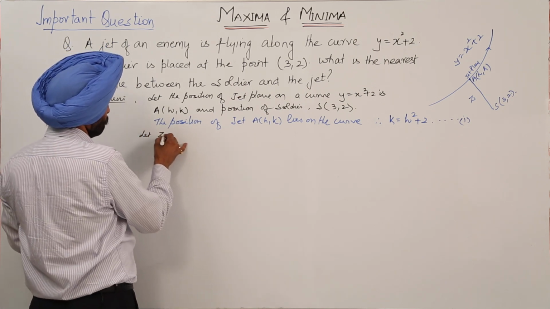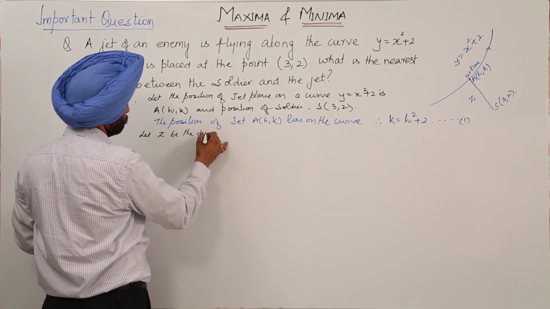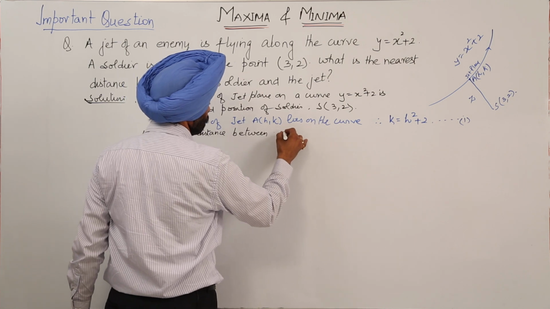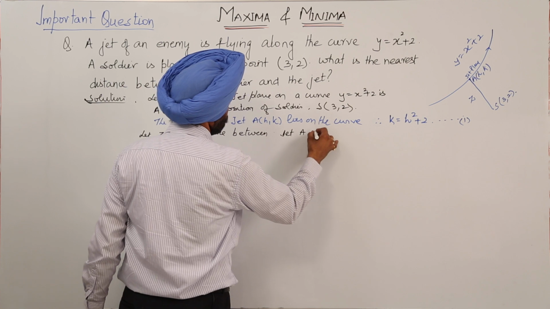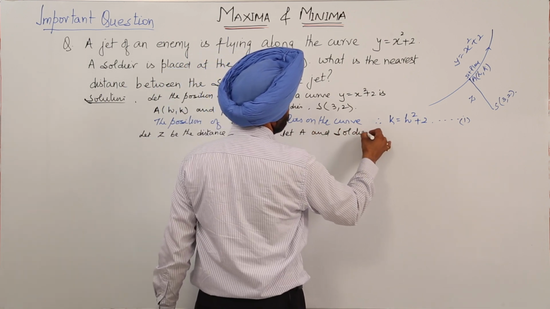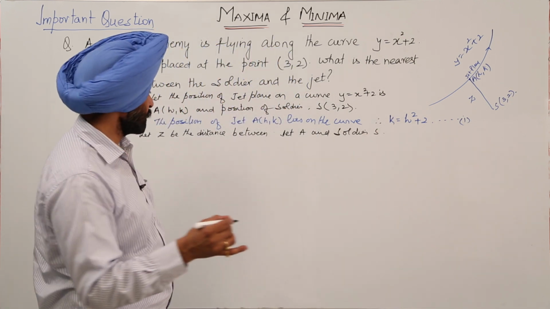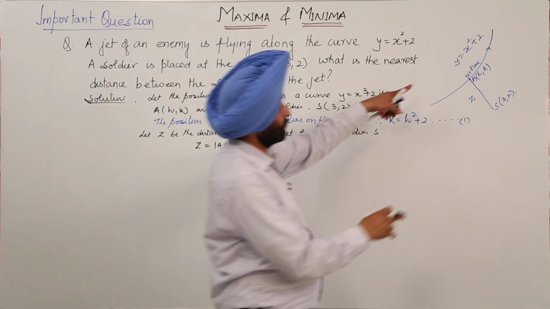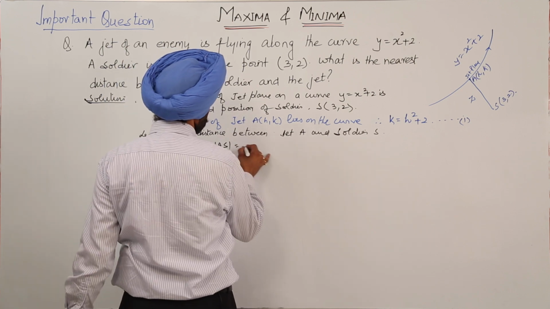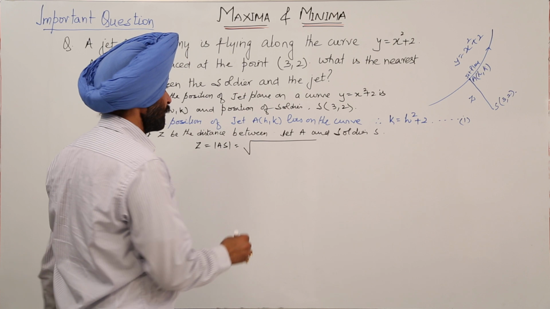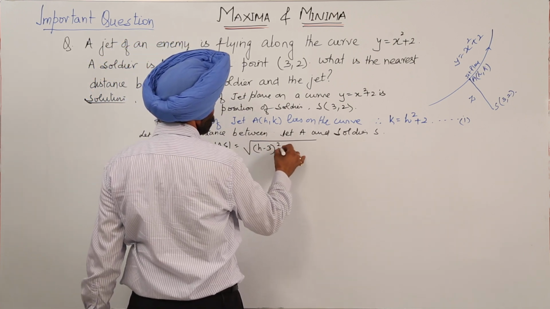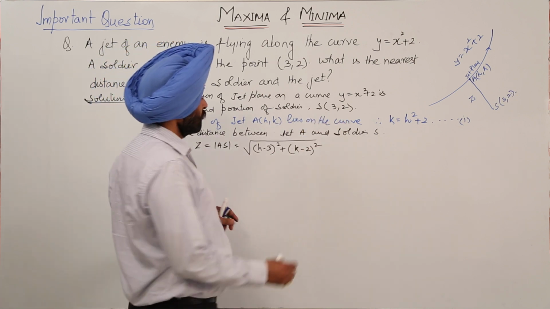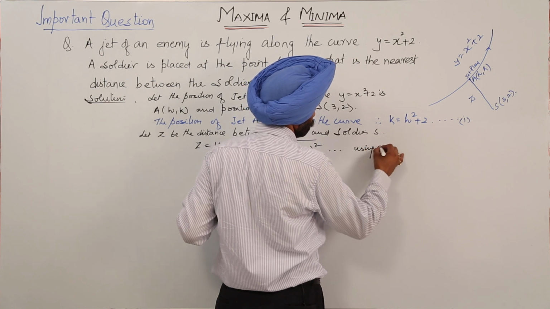Let z be the distance between jet A and soldier S. By the distance formula, we can write z is equal to the distance AS, which is the square root of (h minus 3) whole square plus (k minus 2) whole square, because soldier S is (3, 2). So we have done this using the distance formula.